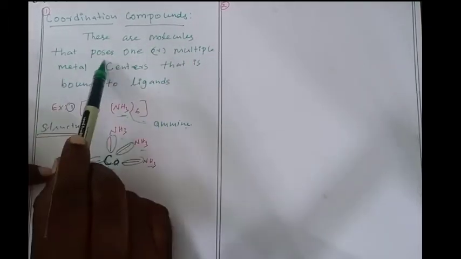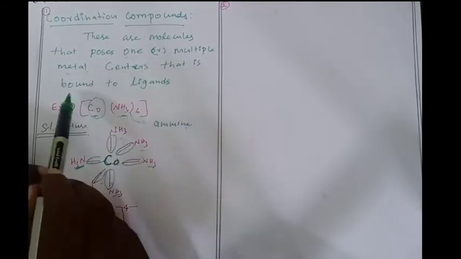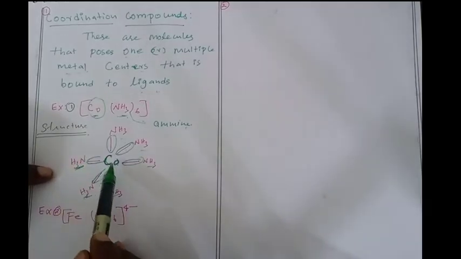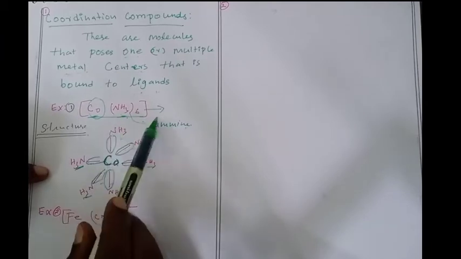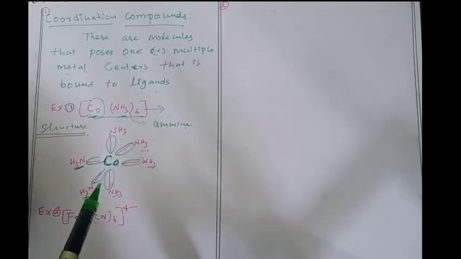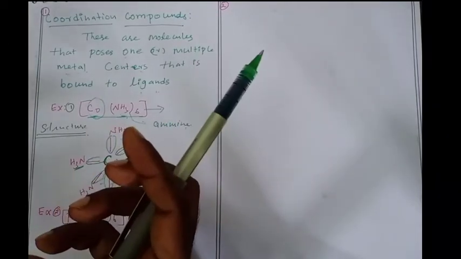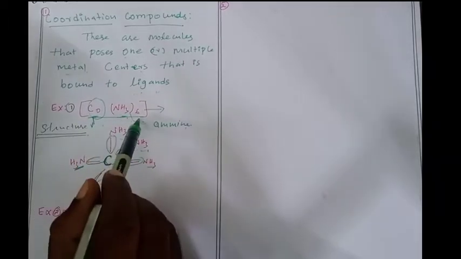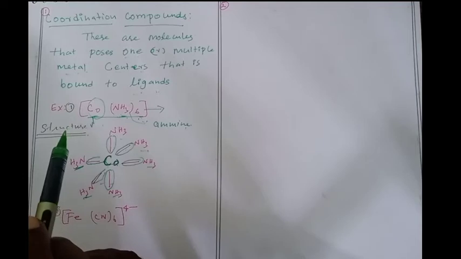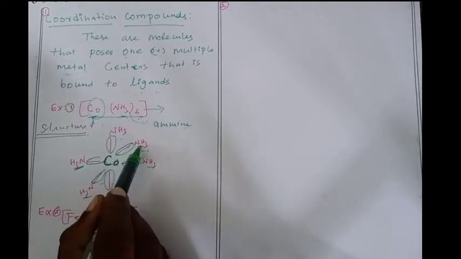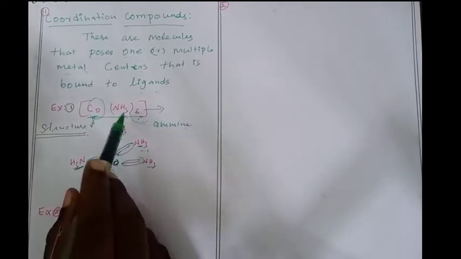These are molecules that possess one or multiple metals. Here there is only one metal center that is bound to the ligands. See students, cobalt is bound with the ligands. That's it. This complex is called a coordination compound. I hope you understand well. What is coordination compound? This is one kind of molecule. How is it formed? The central metal atom reacts with the ligand to form the bond. That is called a coordination compound. So here six ligands are present, that's why the central metal atom makes six bonds with the ligands.